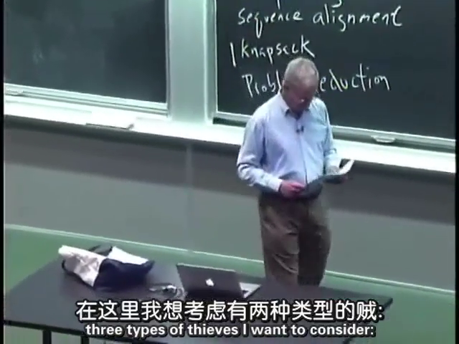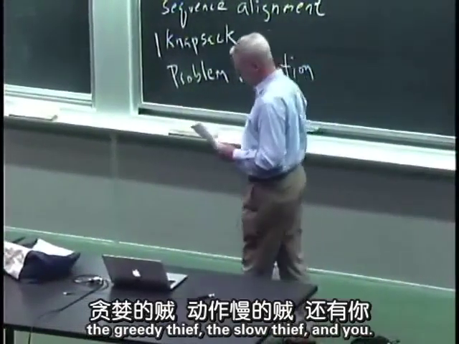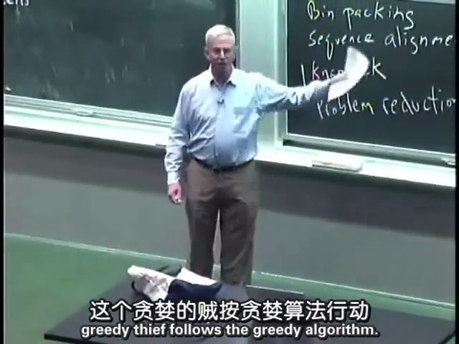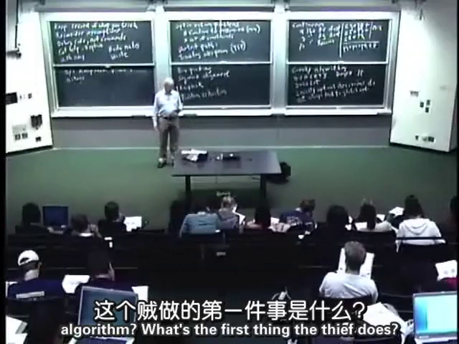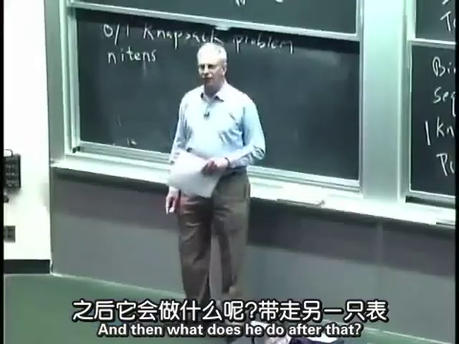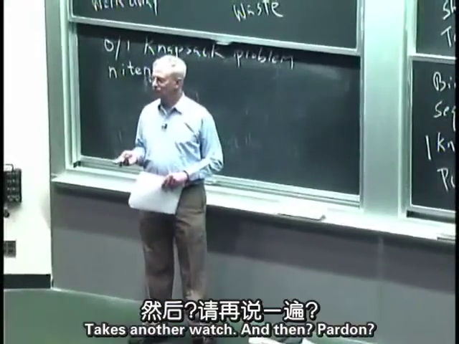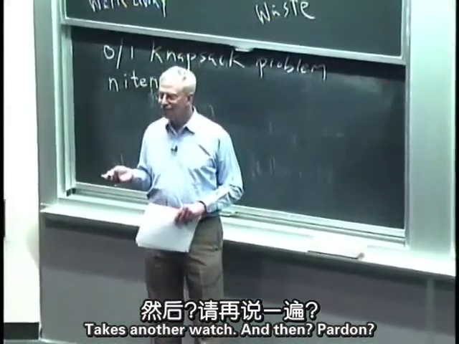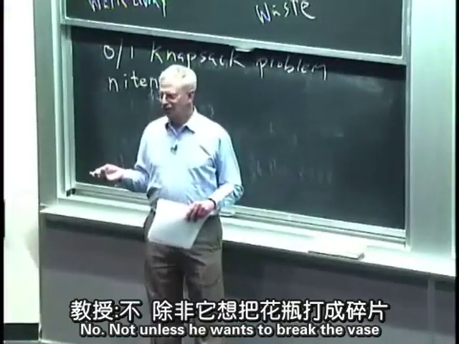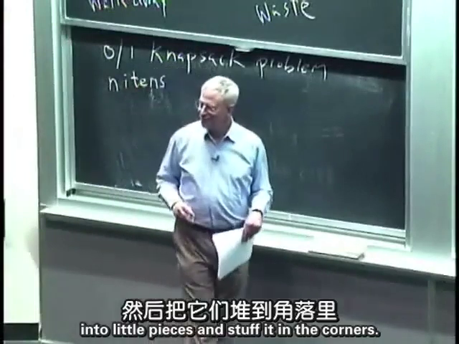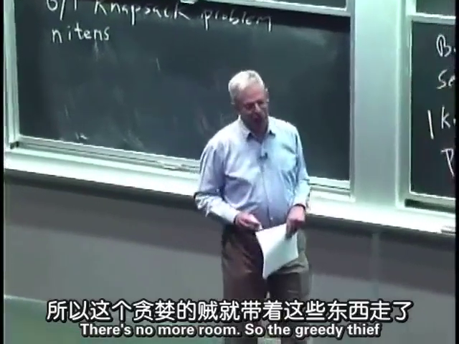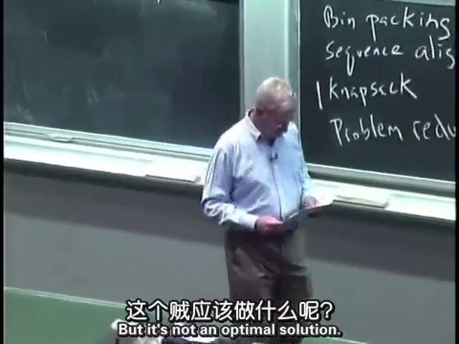Well, there are three types of thieves I want to consider: the greedy thief, the slow thief, and you. All right, we'll start with the greedy thief. The greedy thief follows the greedy algorithm. What do you get if you follow the greedy algorithm? What's the first thing the thief does? Takes the most valuable item, which is a watch. And then what does he do after that? Takes another watch. And then? Pardon? And then? No, not unless he wants to break the vase into little pieces and stuff it in the corners. The backpack is now full, right? There's no more room. So the greedy thief takes that and leaves, but it's not an optimal solution.